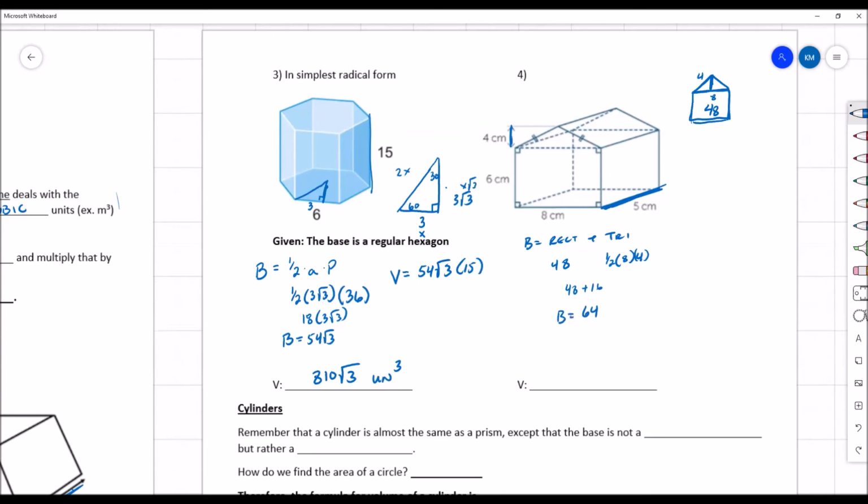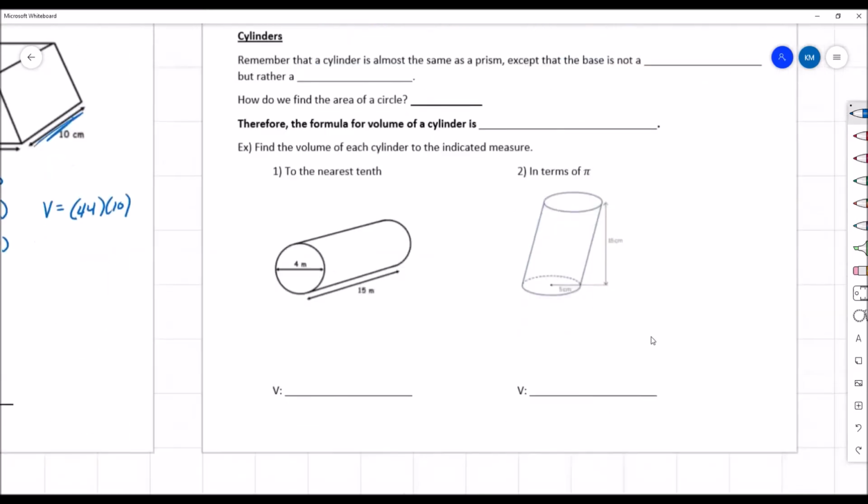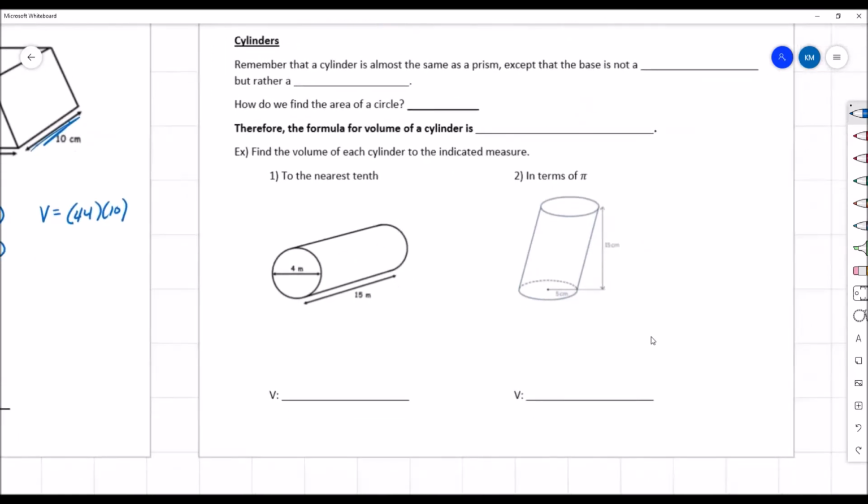Our height, remember, is what separates the 2 parallel faces. So that gives us 320 centimeters cubed. Okay, so there we go. We've done prisms, and you know that those bases change. We've dealt with some changing bases. Now let's move on to cylinders.